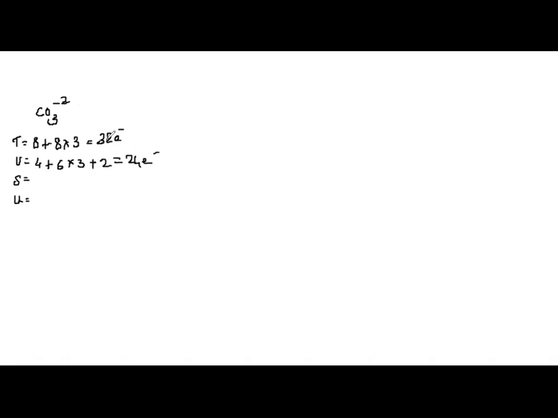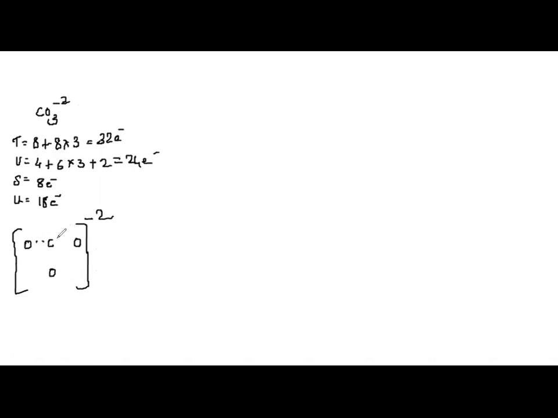Yes, T minus V. 32 minus 24 is how much? It is 8 electrons. And then 24 minus 8 is how much? It is 16 electrons. So we will write carbon in the center, 3 oxygen atoms, and here this is the total charge, minus 2. Okay. How many shared? 8 electrons.